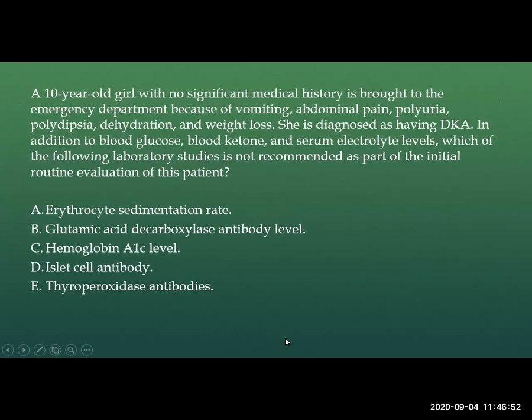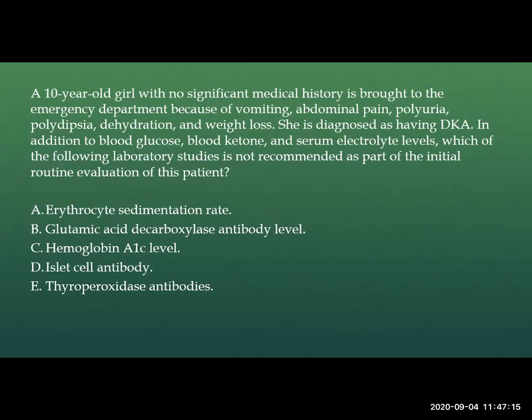Okay. A 10-year-old girl with no significant medical history is brought to the ER for vomiting, abdominal pain, polyuria, polydipsia, dehydration, and weight loss. DKA. In addition to glucose, ketones, and electrolytes, which of the following is not recommended as part of the initial lab workup? ESR maybe?